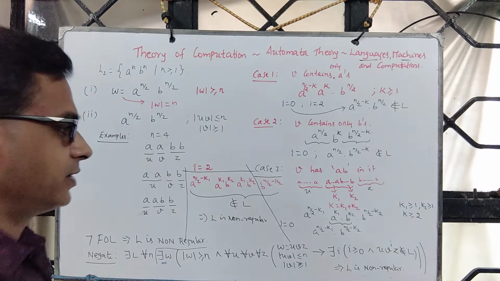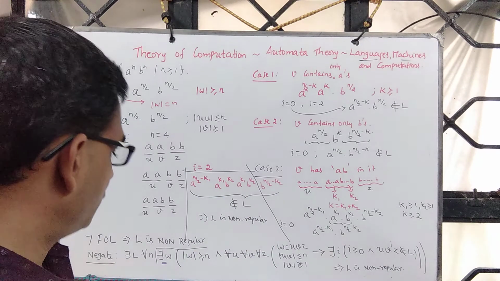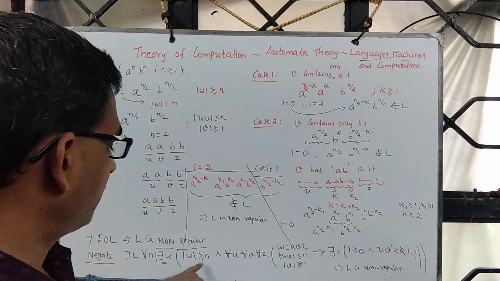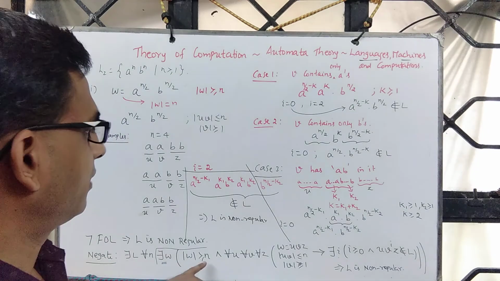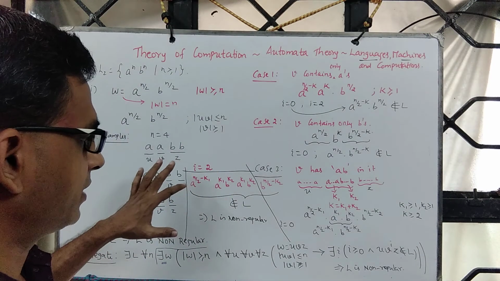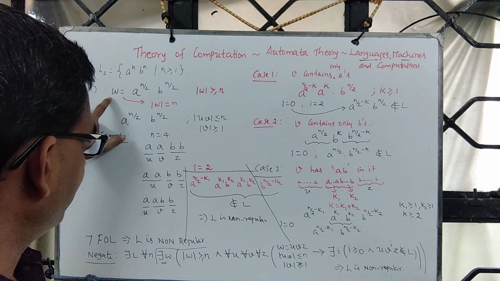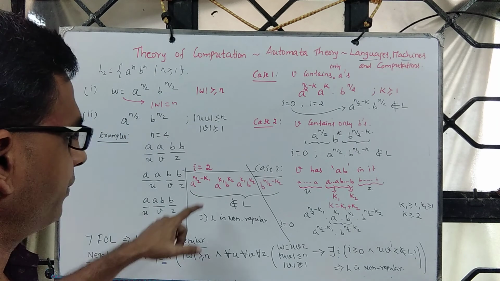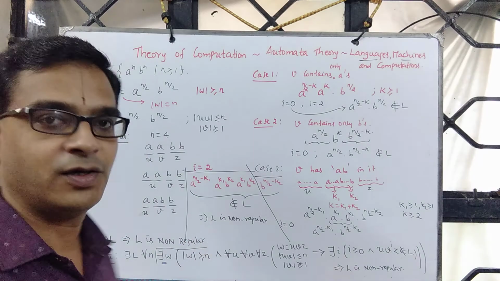So this tells you to choose a string whose length is at least n. Now we have chosen a different string, respecting the constraint, and we were able to establish that it is non-regular.